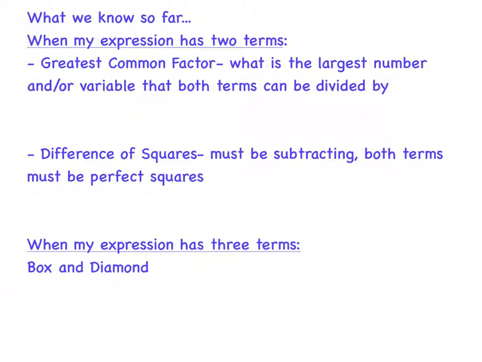Greatest common factor, that's what we're always looking for, but most often when we have two terms. Difference of squares, must be subtracting, both terms must be perfect squares. And box and diamond when I have three terms. If you're needing more guidance on that, go back to the 5-1 video.